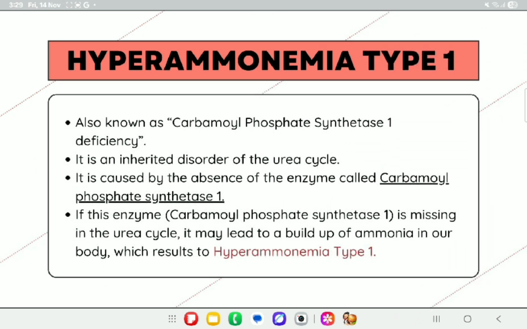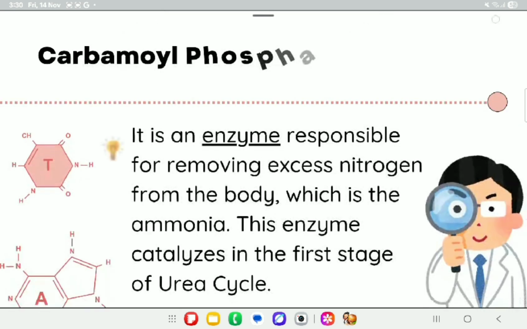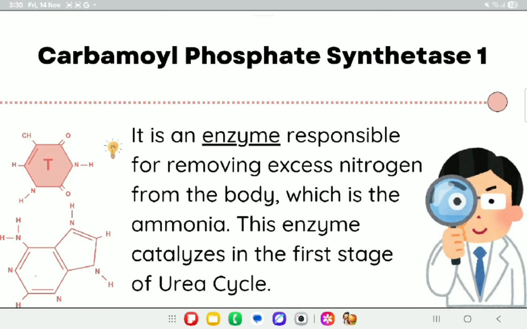So, hyperammonemia type 1 is also known as carbamoyl phosphate synthetase 1 deficiency. It is an inherited disorder of the urea cycle, caused by the absence of the enzyme called carbamoyl phosphate synthetase 1. If this enzyme is missing in the urea cycle, it may lead to a buildup of ammonia in our body, which results in hyperammonemia type 1. Carbamoyl phosphate synthetase 1 is an enzyme responsible for removing excess nitrogen from the body, which is the ammonia. This enzyme catalyzes the first stage of the urea cycle.